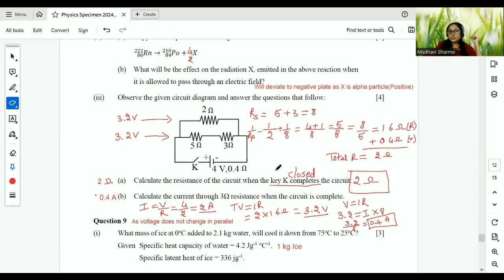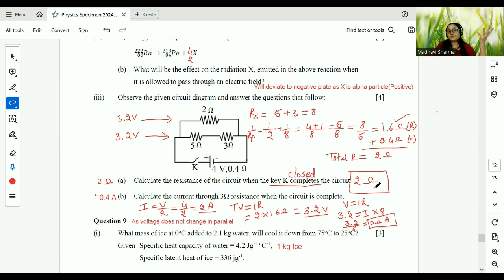When this is closed, what will happen? This is series, so Rs is 5 plus 3, 8. This is in parallel, so the resistance comes to 1.6 ohms. So 1.6 ohms is the external resistance, capital R. There is an internal resistance of 0.4 ohms, so you add it and it adds up to 2 ohms. So this is the total resistance.